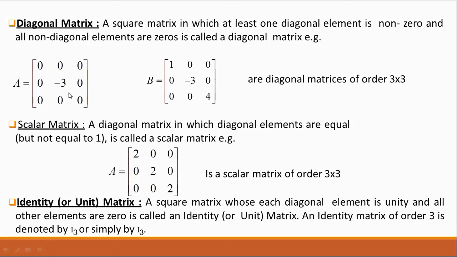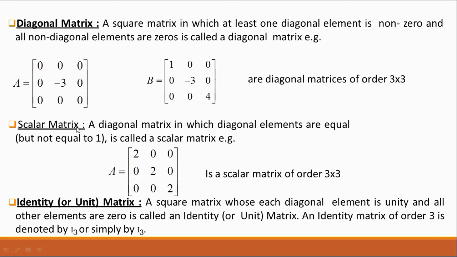a diagonal matrix. For example, in this matrix, you see -3 is a non-zero element in the diagonal line. So this matrix is called a diagonal matrix. Similarly, in this matrix, in the principal diagonal line, all elements are non-zero: 1, -3, and 4. So this matrix is also called a diagonal matrix.